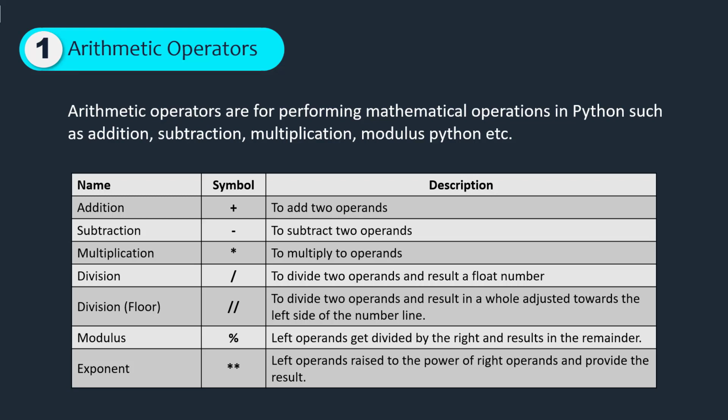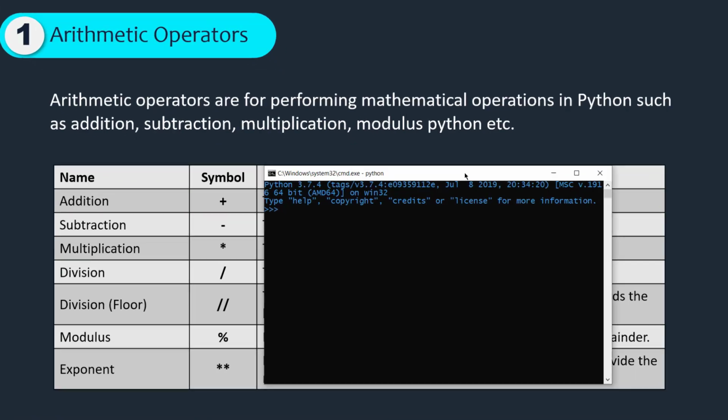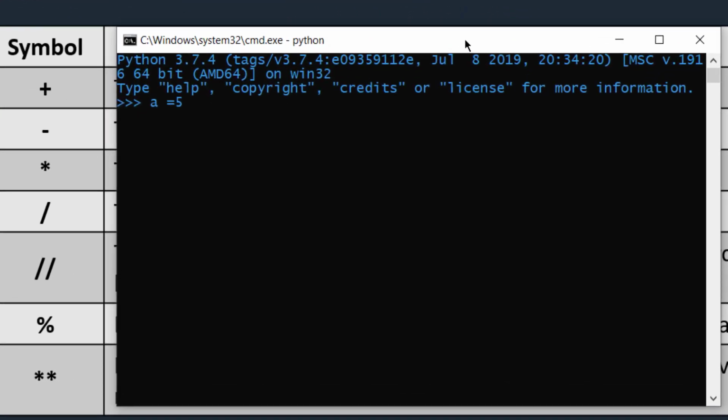Okay, so we'll start with the example. Let's say a equal to 5 and b equal to 2. Now we'll start with a plus b. This is an arithmetic operators example. So a plus b, a minus b will be 3, and then a into b will be 10, and division, a divided by b.